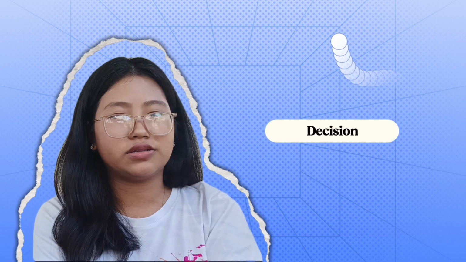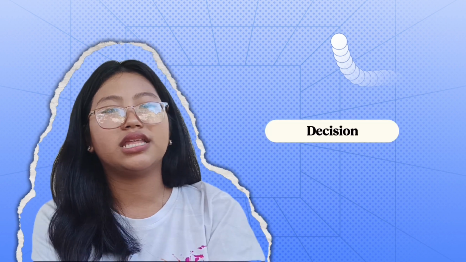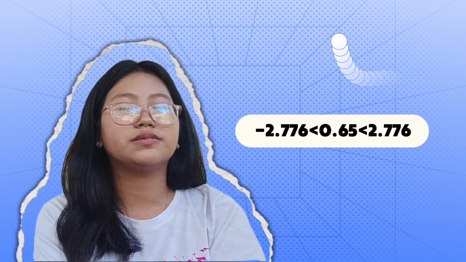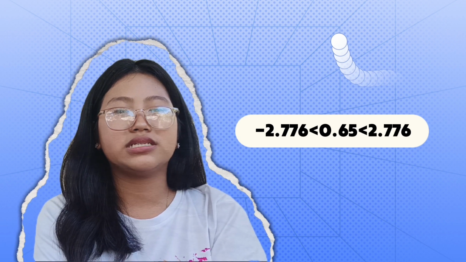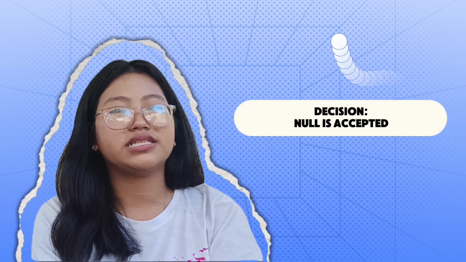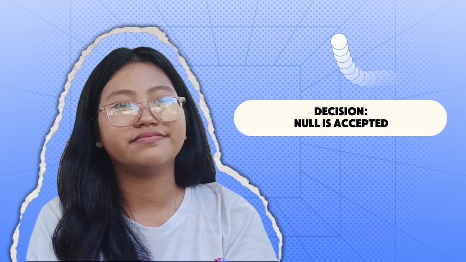So the last step, the decision. The decision is negative 2.776 is less than positive 0.65, which is less than positive 2.776. So the decision is the null is accepted.